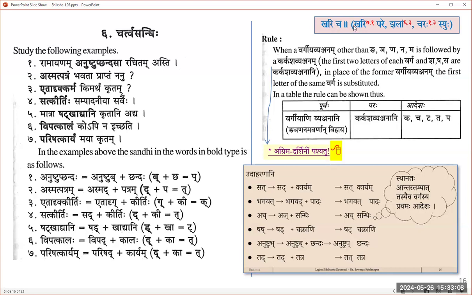Jhalam khari pare jhalam charahasyuhu. Char is the Adesha. So yeah, char varnaha. Ka cha ta ta pa are called char varna.